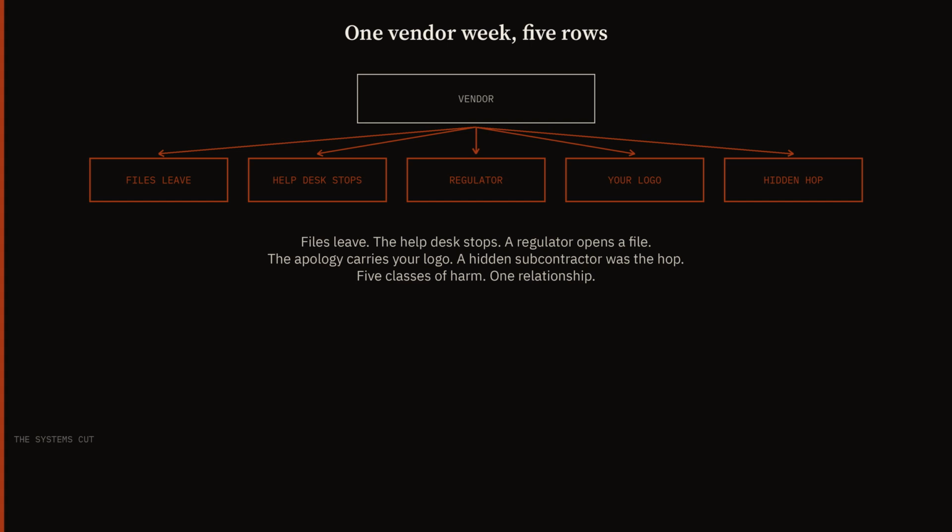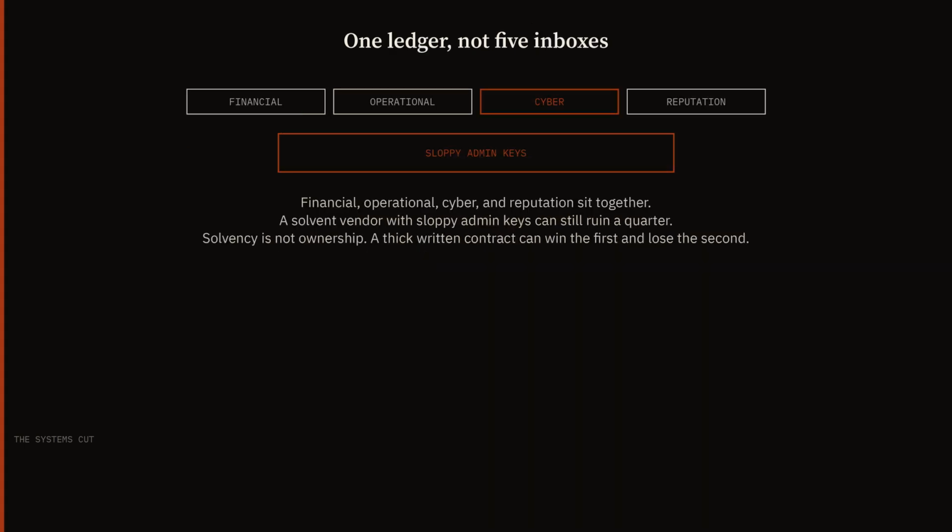That is not 5 incidents. That is one relationship lighting 5 classes of harm. TPRM that files the 5 types in 5 inboxes will keep missing the week. That is why the 5 types belong in one ledger instead of 5 inboxes. Financial health, operational stability, cybersecurity, and reputation sit together, because a vendor that is solvent and still sloppy with admin keys can ruin a quarter.